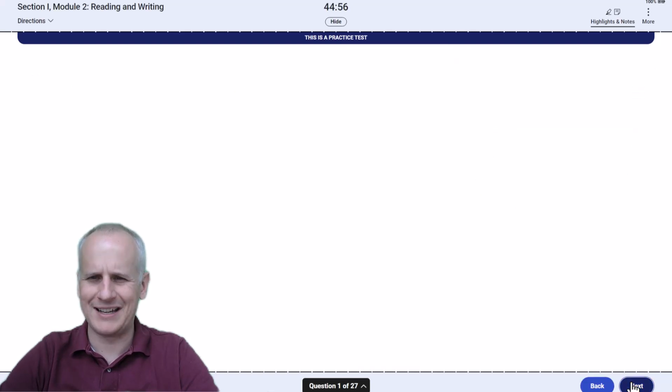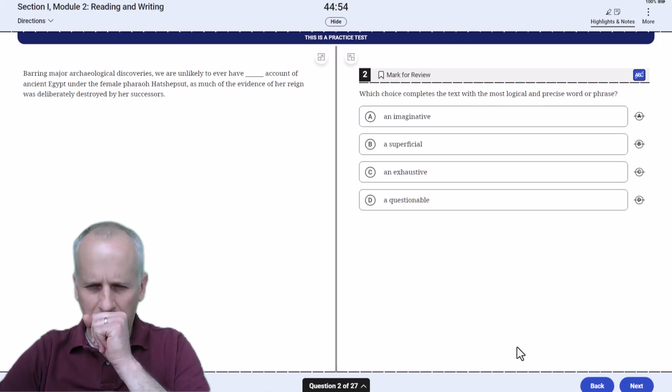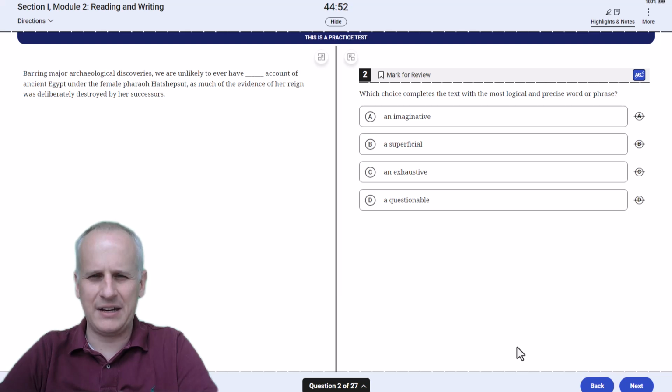So we can move on to the next question, which is another vocabulary in context format. So we don't really need to highlight anything in the task. It's pretty clear. And we're going to, again, ignore the answer choices and just consider the sentence, highlighting whatever is going to directly influence that blank.